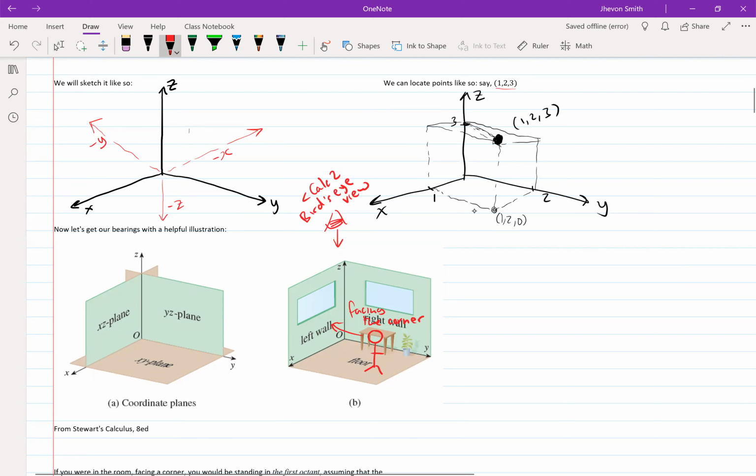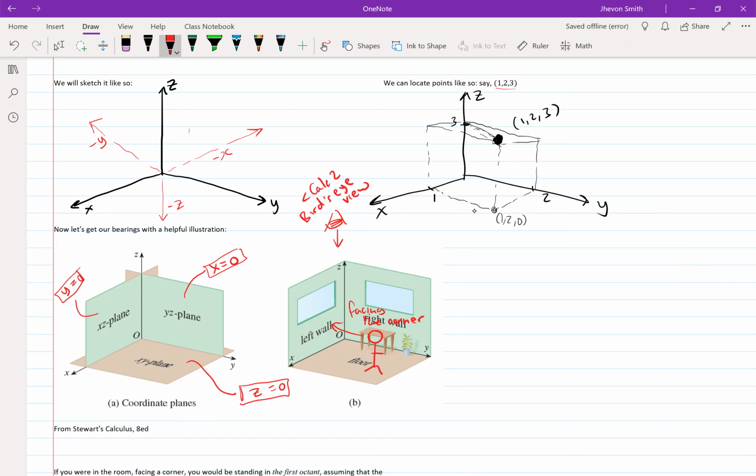It is also useful to know that the yz plane has an equation x equals 0, because your x coordinate everywhere along this wall is going to be 0. This will have the equation y equals 0. And the floor, the xy plane, has the equation z equals 0.